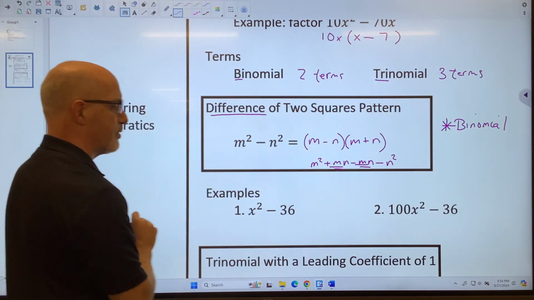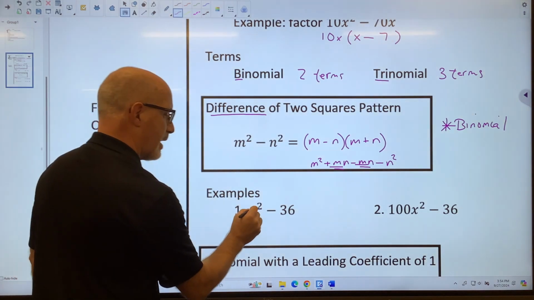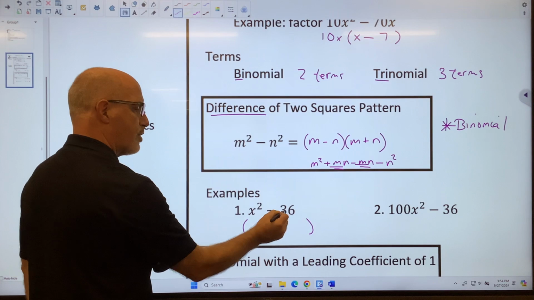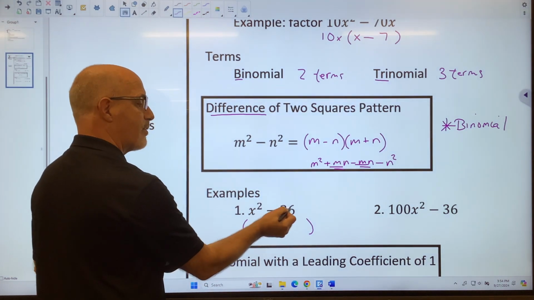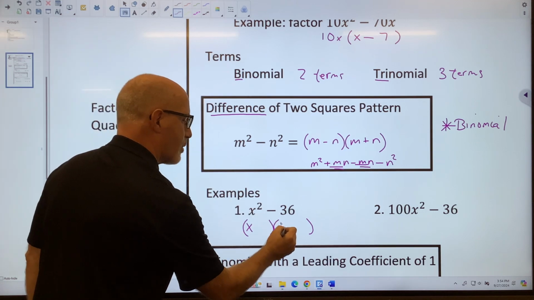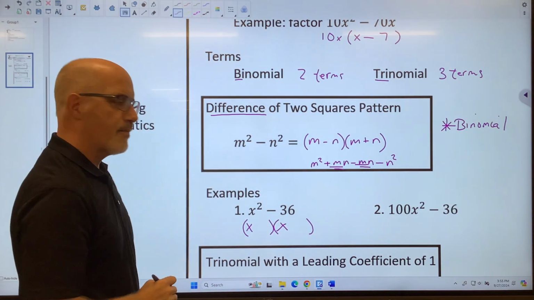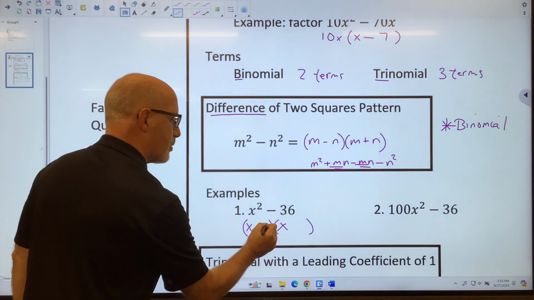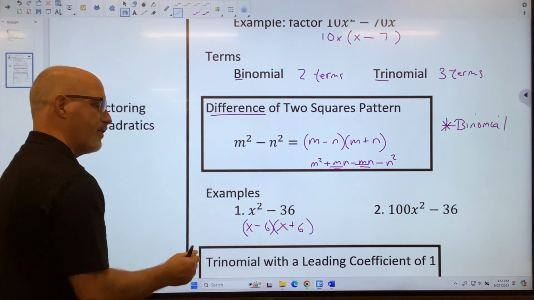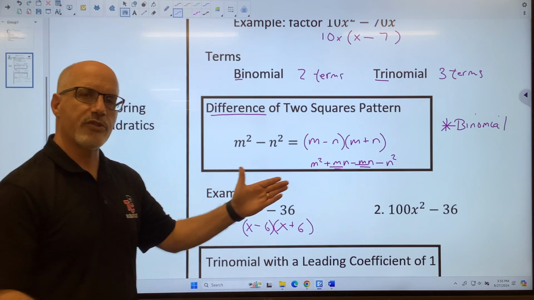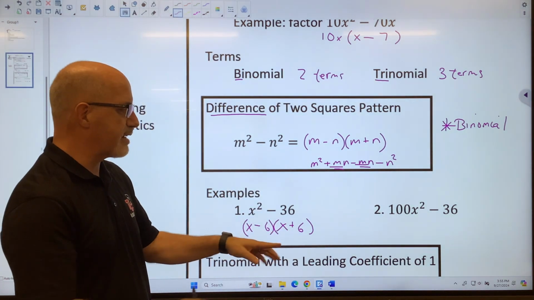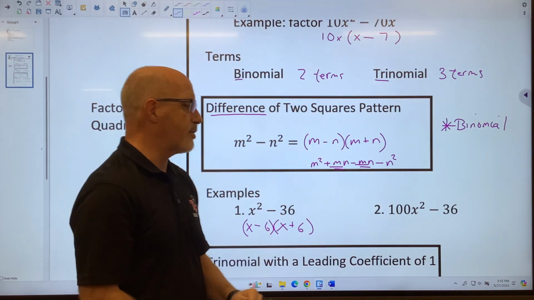Let's look at 2 examples here. This one here, again, we'll draw our 2 parentheses. We've got 2 terms, a minus in between. This is a perfect square, that's a perfect square. So if you take the square root of x squared, you're going to get x and x. And then the 36, its square root is 6. And then you just put a minus and a plus. And if you were to double distribute this through, you get x squared plus 6x minus 6x. Middle terms are gone, minus 36.